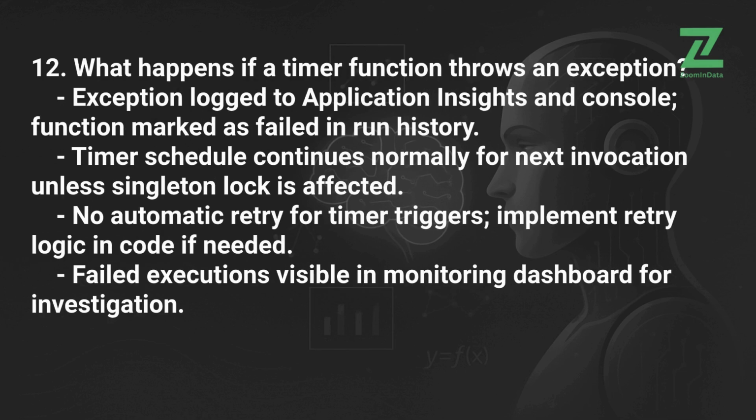12. What happens if a timer function throws an exception? Exception logged to Application Insights and console. Function marked as failed in run history. Timer schedule continues normally for next invocation unless singleton lock is affected. No automatic retry for timer triggers. Implement retry logic in code if needed. Failed executions visible in monitoring dashboard for investigation.